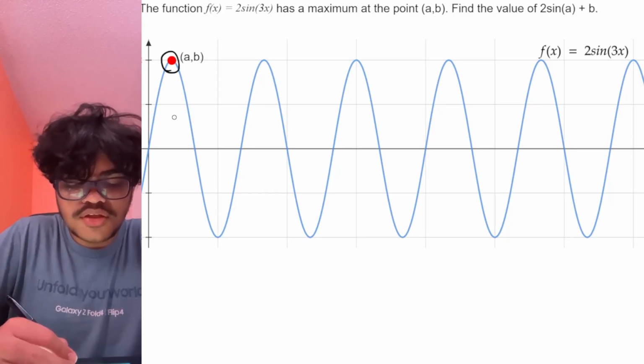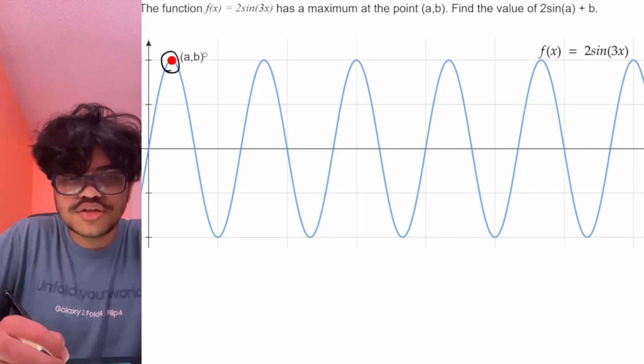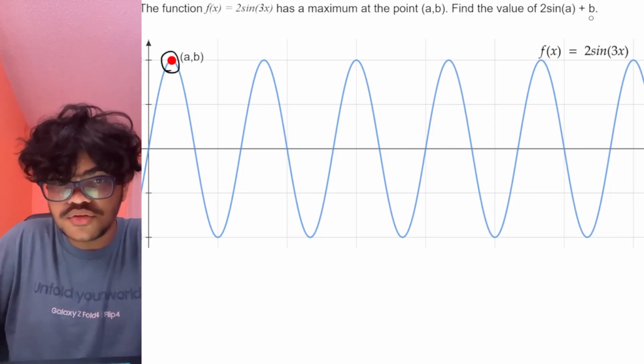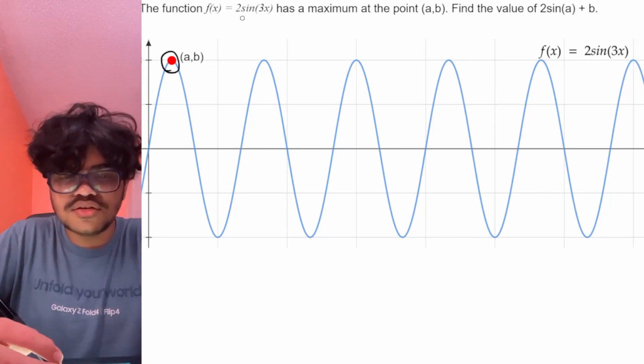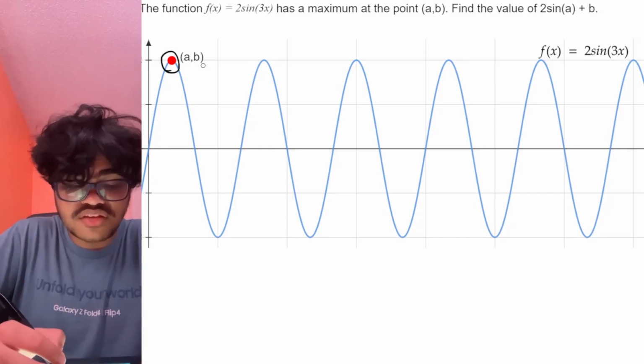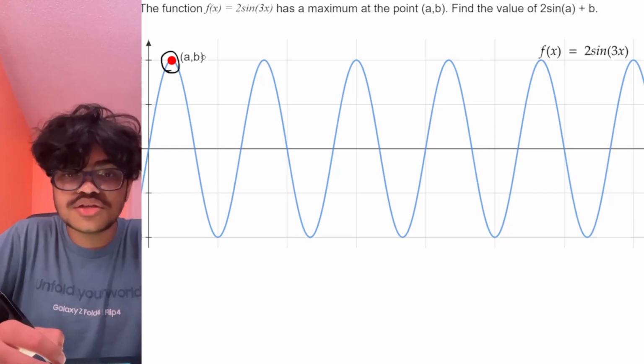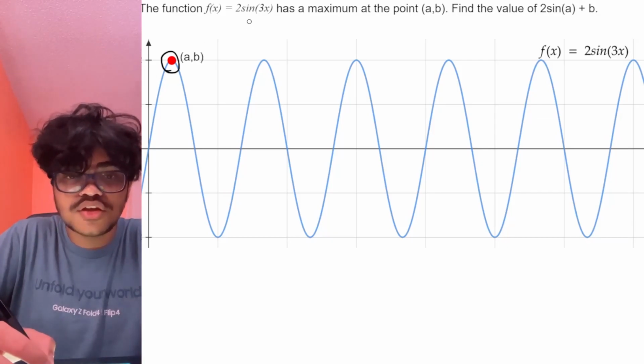Now, a is our x value and b is our y value, so we have to find each of those and then plug them into the equation on the right. Let's start off with finding b, because it's a bit easier to find the y value. You can just look at the graph and see that it's 2, but if you were dealing with this equation on a test and you didn't have a graph, here's how you would find it.